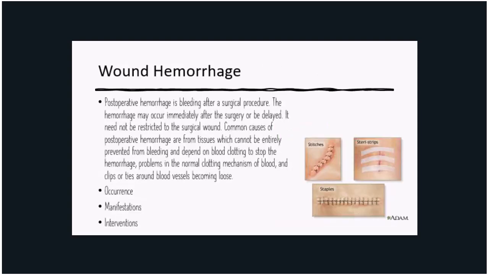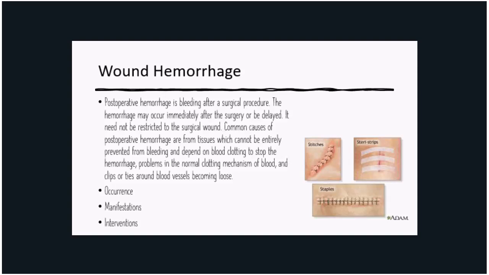The next potential complication is a wound hemorrhage. A post-operative hemorrhage is bleeding after a surgical procedure. The hemorrhage may occur immediately after the surgery, or it may be delayed. We also need to understand that it may not be just at the surgical wound. It could be around the area of the surgical wound.